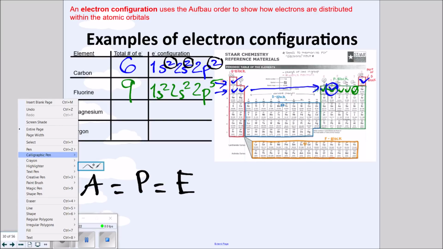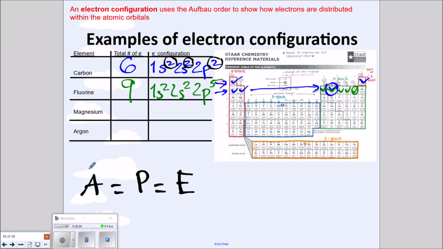Once again, let's check the superscripts to see if we have accounted for all 9 of the electrons. 2 plus 2 plus 5 is equal to 9. Now I want you to pause the video and try magnesium and argon on your own.